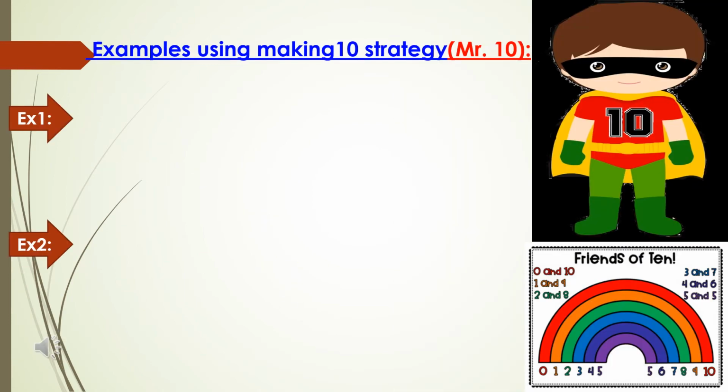Let's say hello to Mr. 10. Mr. 10 is our superhero. He is helping us to add and subtract easily with our making 10 strategy. How can we do this? Let's have an example here. 6 plus 8. This 6 is very weak. She wants to be a superhero like Mr. 10. How can we do this? 6 needs what to be 10, to be a superhero? 6 needs 4, because 6 plus 4 equal 10.